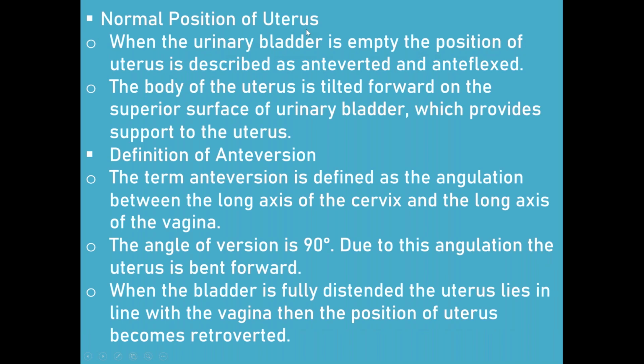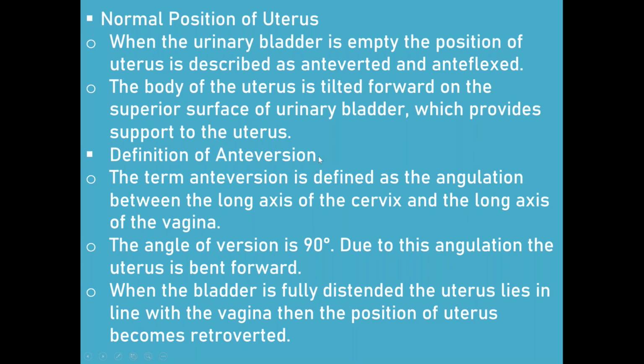About the normal position of the uterus, we said anteverted and anteflexed. When the urinary bladder is empty, the position of the uterus is described as anteverted and anteflexed. So the body of the uterus is tilted forward on the superior surface of the urinary bladder, which provides support to the uterus.